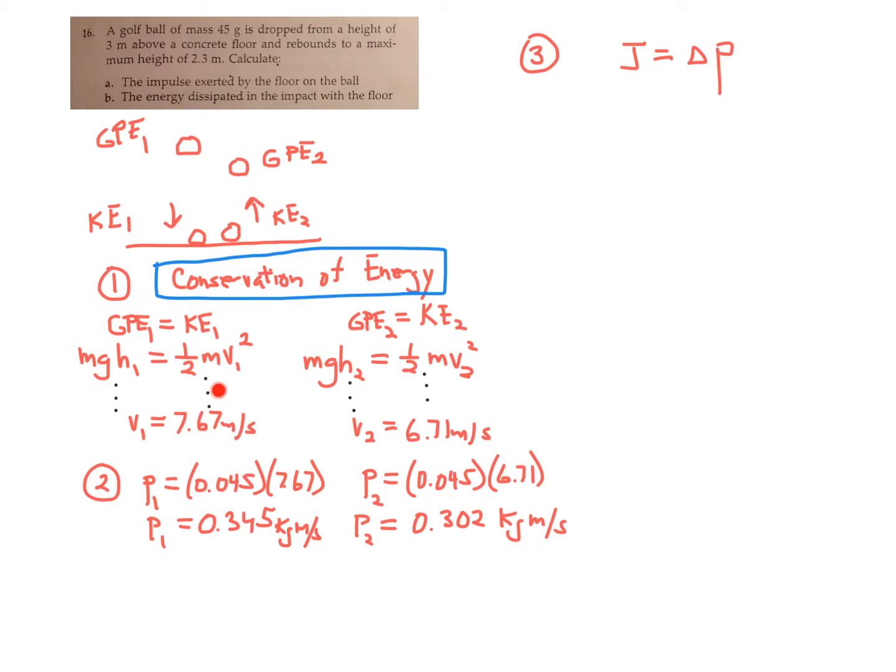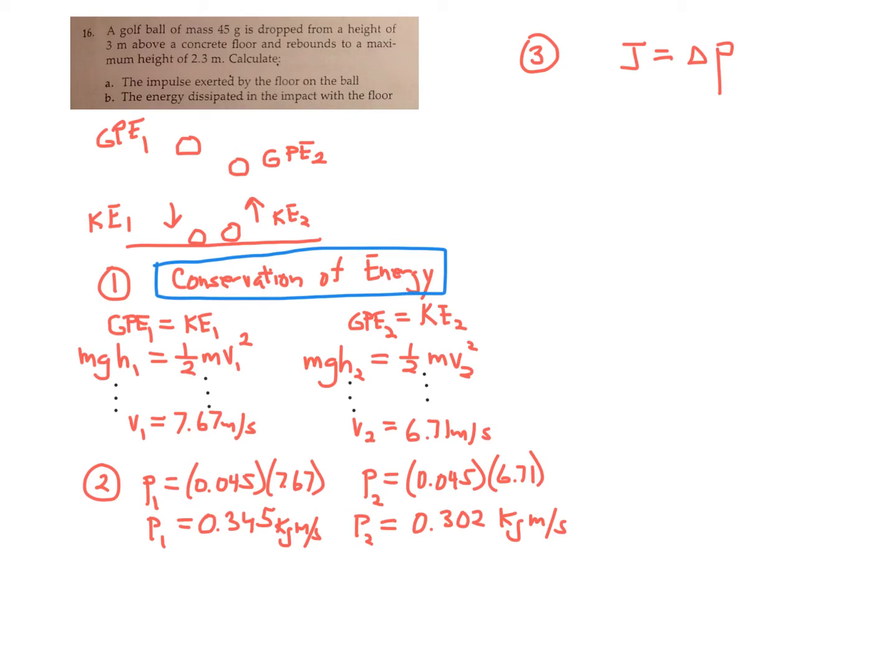And interestingly enough, if you look at this carefully, the masses really don't matter. You can cancel those out. You don't need to use them if there is no loss of energy, in this particular case at least. So V1, the velocity with which it strikes the ground, is 7.67 meters per second.